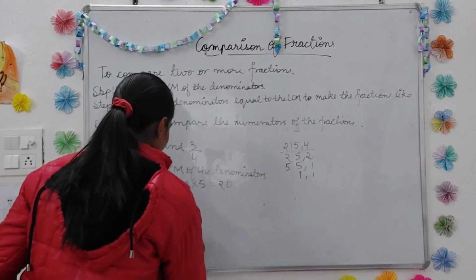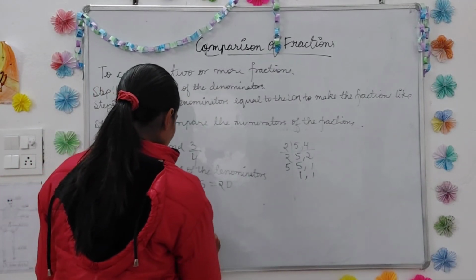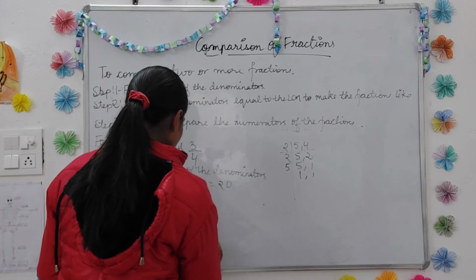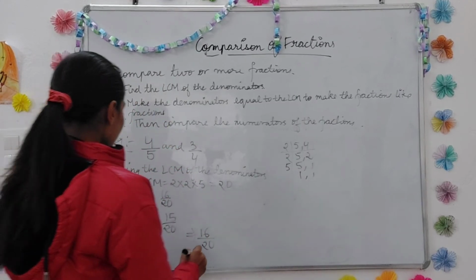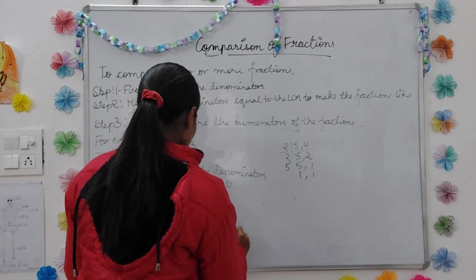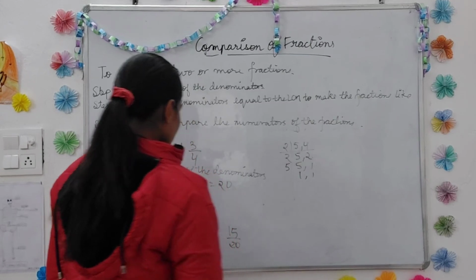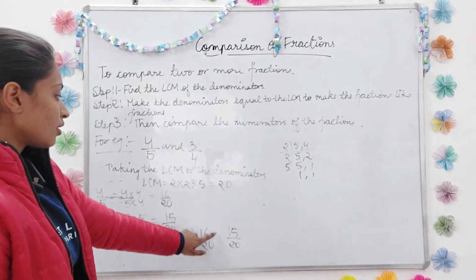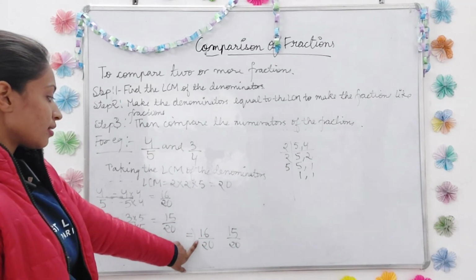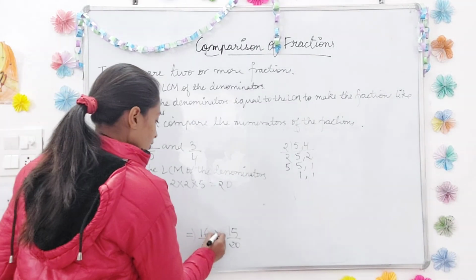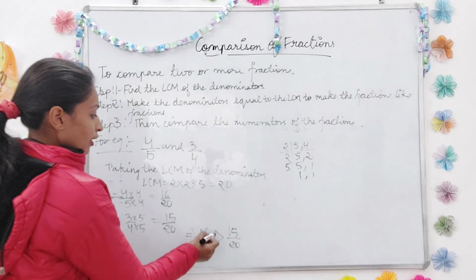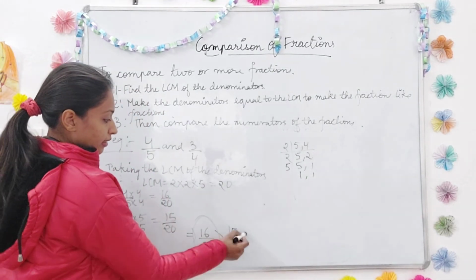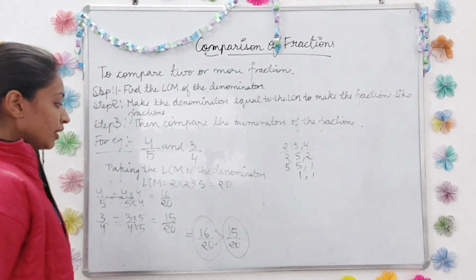Now we will compare the numerators. So which one is greater? As you can see, the numerator 16 is greater. So this fraction 16 upon 20 is greater than 15 upon 20.